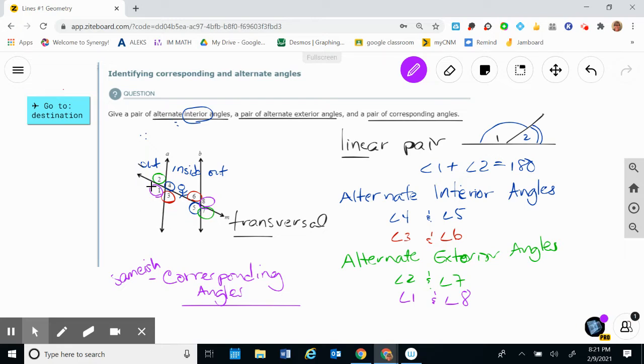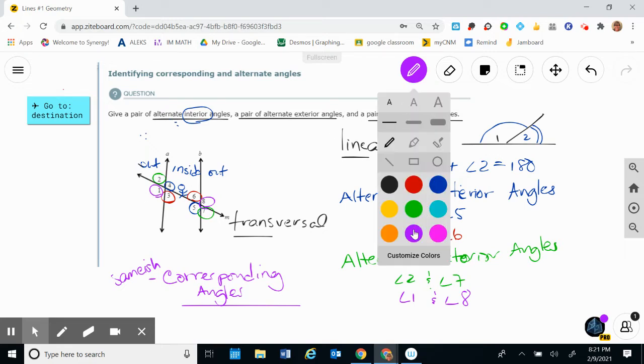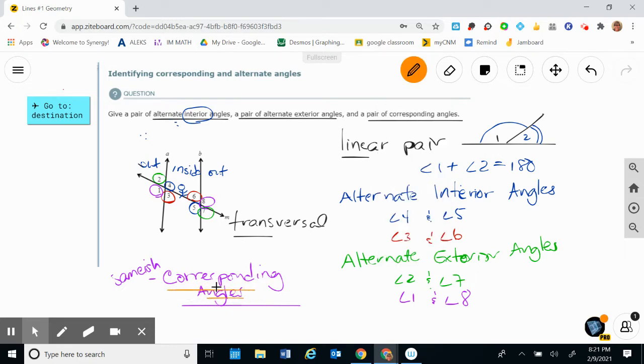So in other words, angle 1, and let me do this with a different color, okay? Completely different color. Let's go with orange. Orange is the corresponding angles, okay? So 1 is corresponding to 5. You see why? They're both up on the left-hand side of where the transversal cuts the line. Okay, so angle 1 and angle 5.